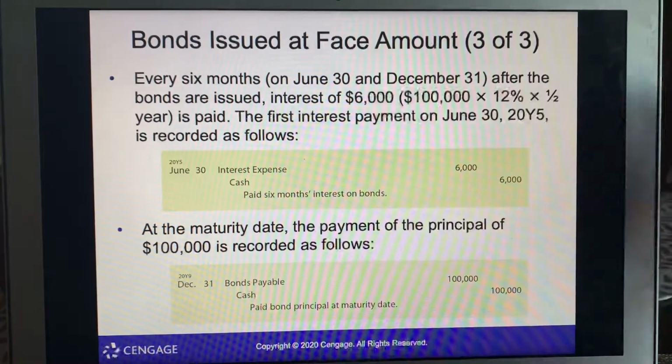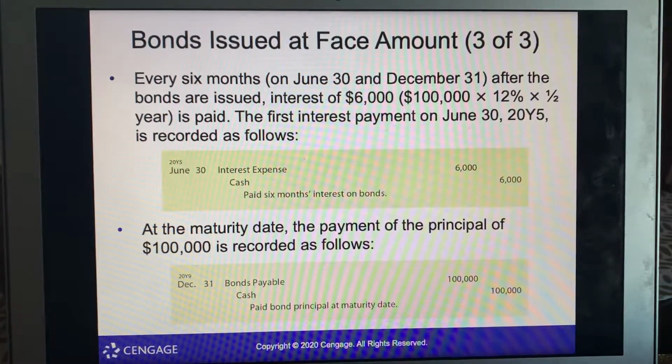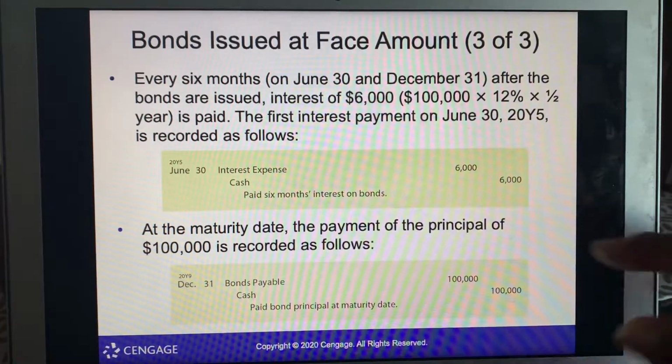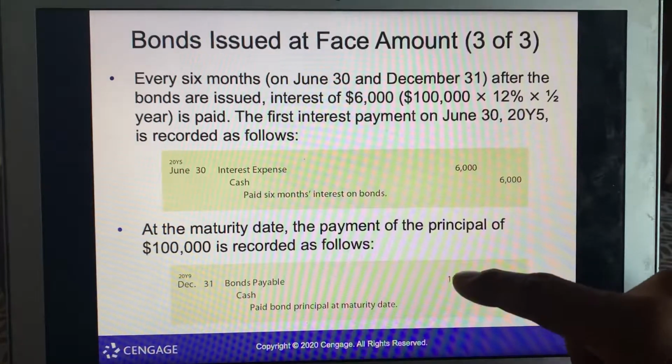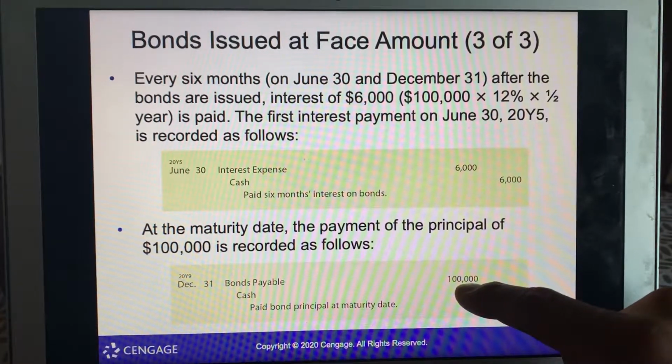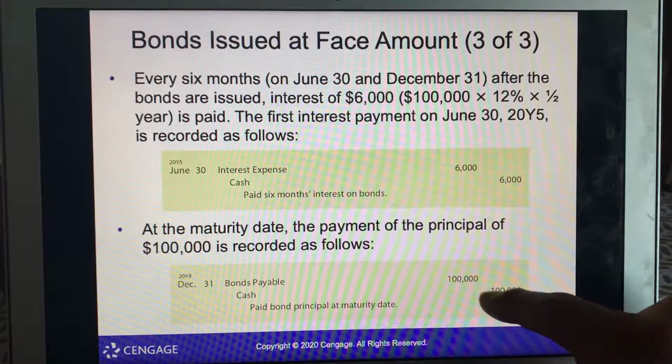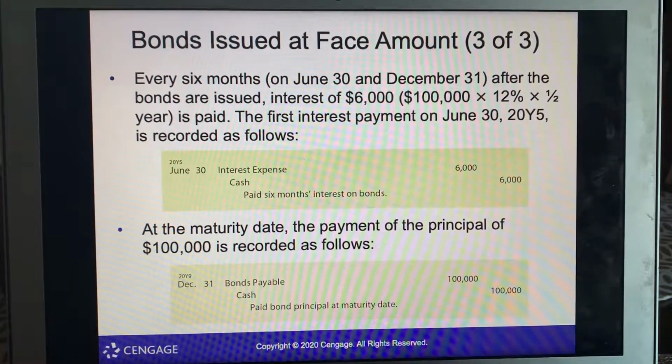So interest expense. It'll be 6,000, which we get from 100,000 times 12% times a half a year. This is paid twice a year, semiannually. And when we calculate that, we'll get 6,000. So our interest expense will be 6,000, and then that's coming from our cash, paid 6 months interest on the bond. At the maturity date, the payment of the principal of 100,000 is recorded as follows. So after we pay the interest, bonds payable is debited and cash is credited for 100,000.